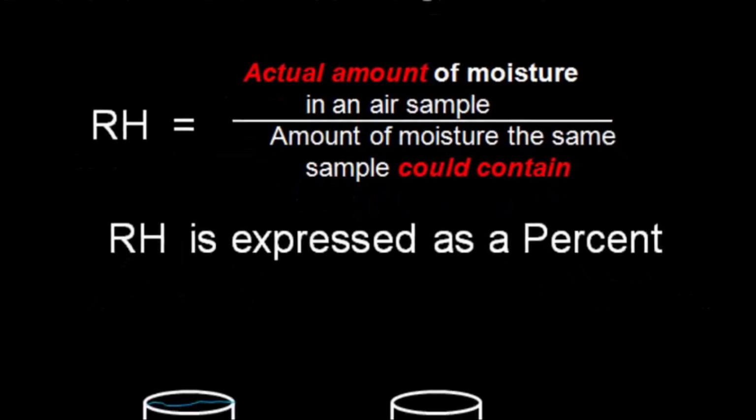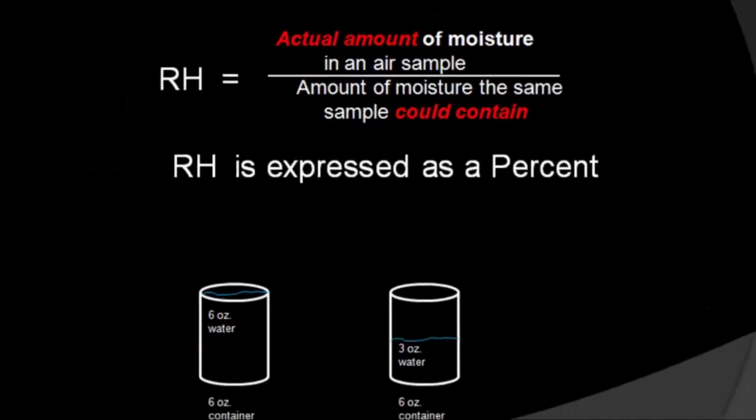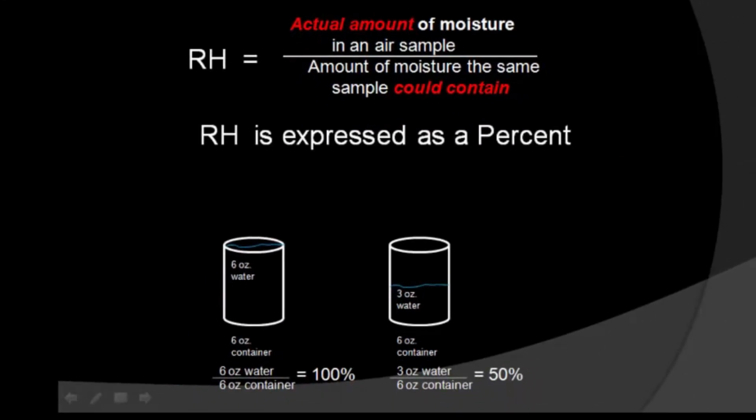To illustrate relative humidity, consider a 6-ounce container. If the container contains 6 ounces of water, the container is full, and therefore we could say it's saturated. If only 3 ounces of water were in the 6-ounce container, the container would be half full, or 50%.